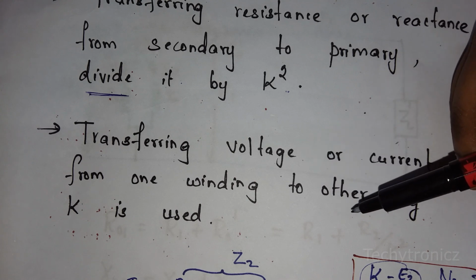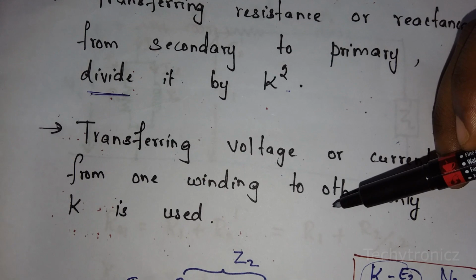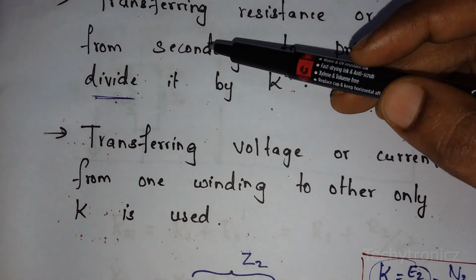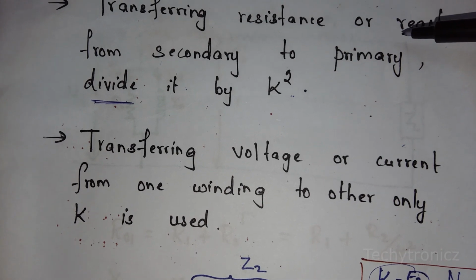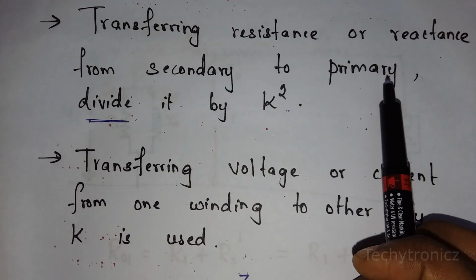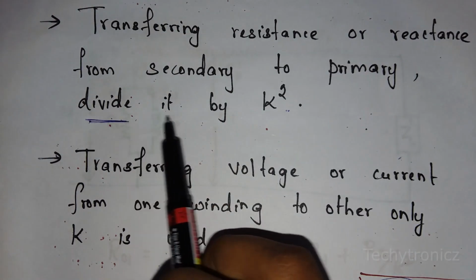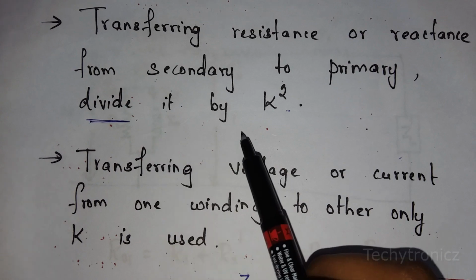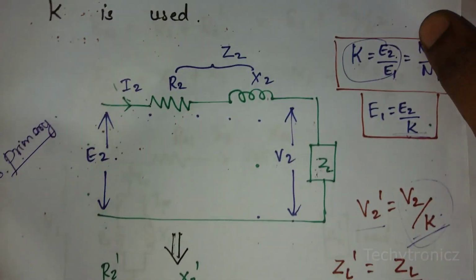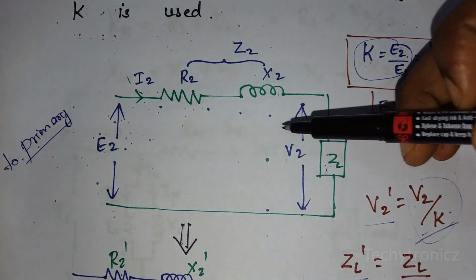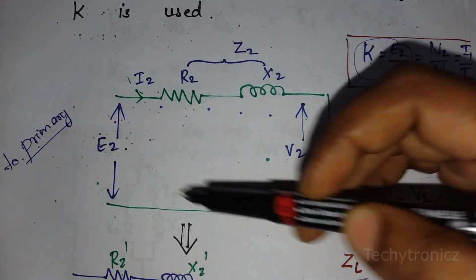Now we are going to transfer the secondary components to the primary. If we want to transfer the components from secondary to primary, what is the condition? We have to divide by K square, right? By this condition we are going to simplify the circuit. First, consider the circuit only on the secondary side. These are the secondary parts.